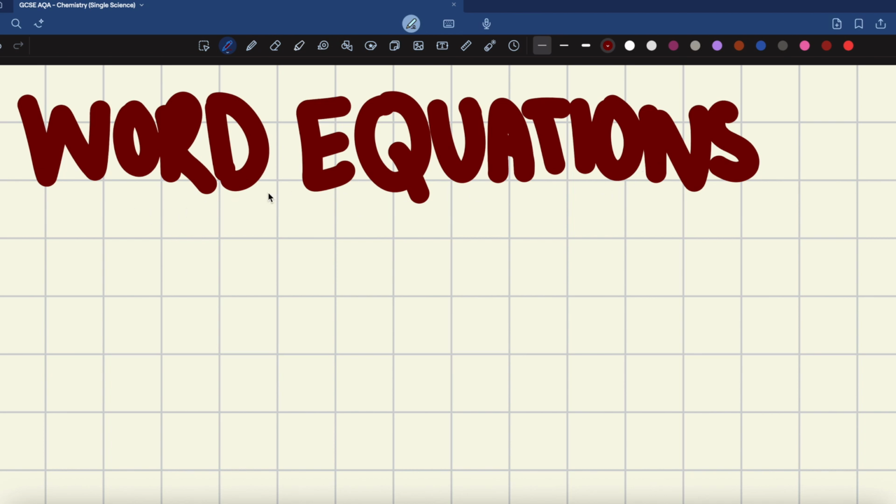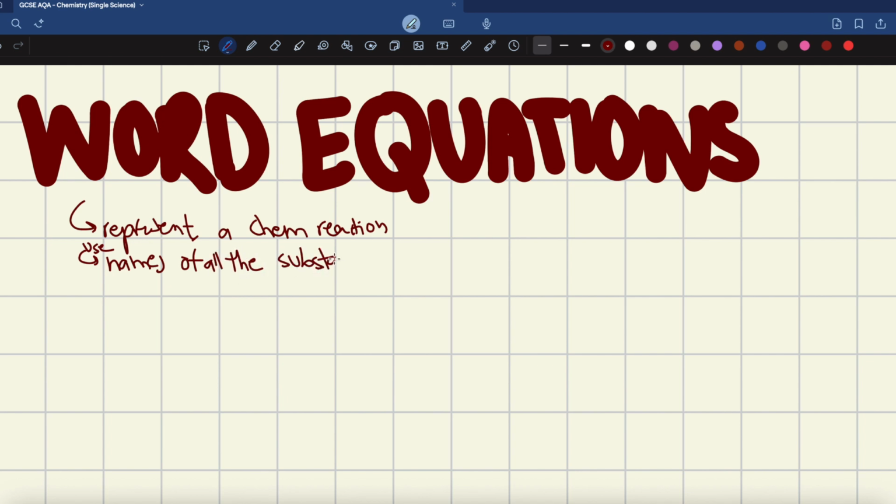Everyone. So today we are doing word equations. Word equations are equations that represent a chemical reaction. And they do this using the names. They use names of all the substances involved.